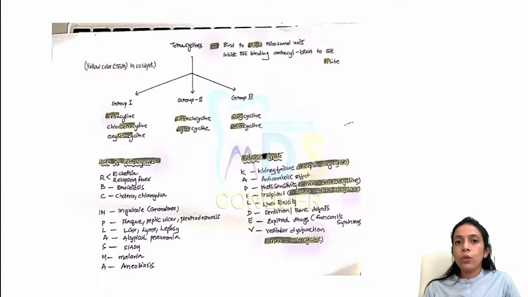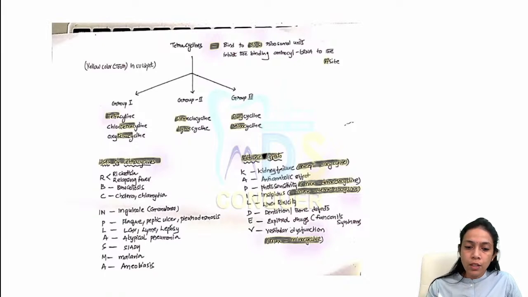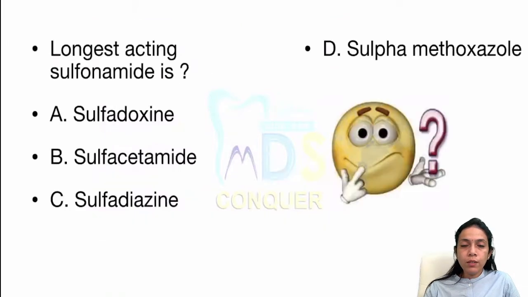Okay, so Kapil Dev is just a mnemonic for you to remember. All the tetracyclines are nephrotoxic except doxycycline. Maximum photosensitivity and maximum diabetes insipidus is with demeclocycline, and vestibular dysfunction is maximum with minocycline. Okay, great students. We are going to the next question.